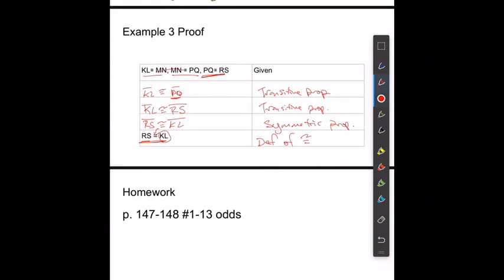We will do some of these together in class, so don't stress too much. But I just wanted to give you that last little piece, and I will see you guys in class next time. Don't forget to fill out your notes, and feel free to start on the homework.